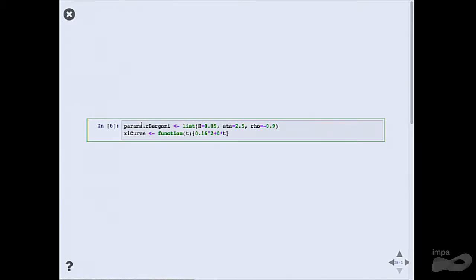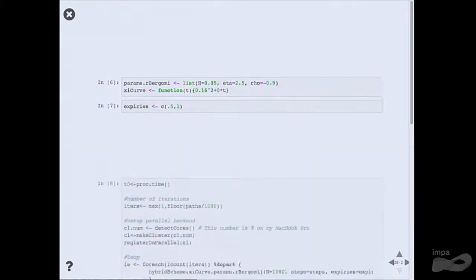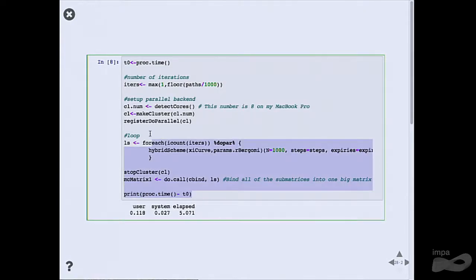I have H of 0.05, eta, which is my vol of vol, of 2.5, and correlation between vol moves and spot moves is minus 0.9. My forward variance curve is going to be very simple for this demonstration, so we're not taking too much risk. It's 16 vol flat, and I'm arranging it in that way so I get a proper function. And then, I'm having real problems with the rendering of these slides. Two expiries. And then let's see if this works.